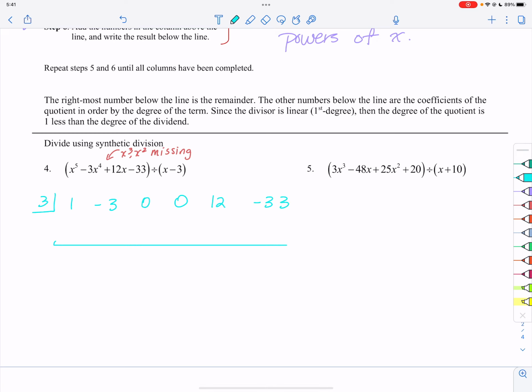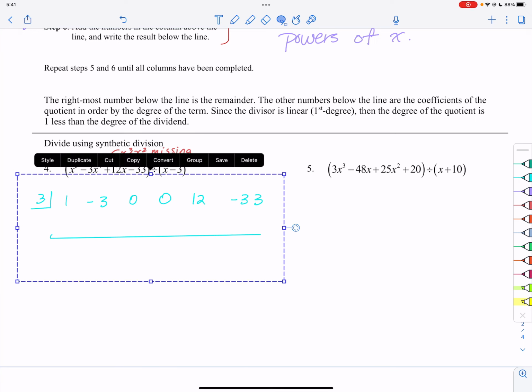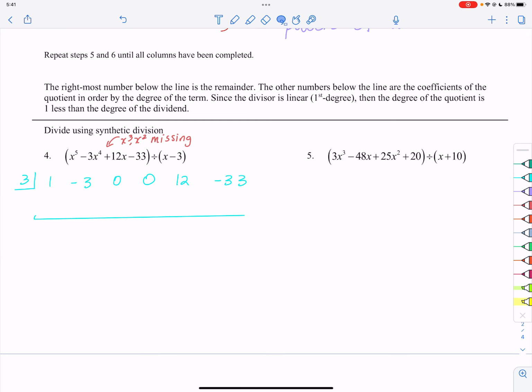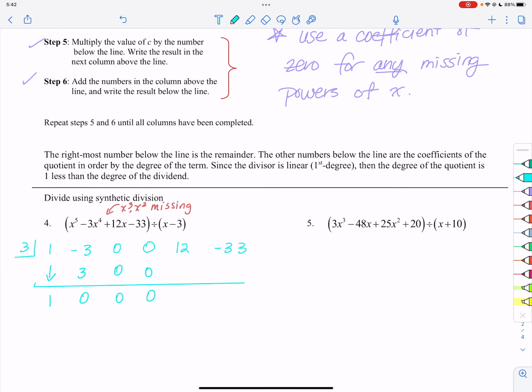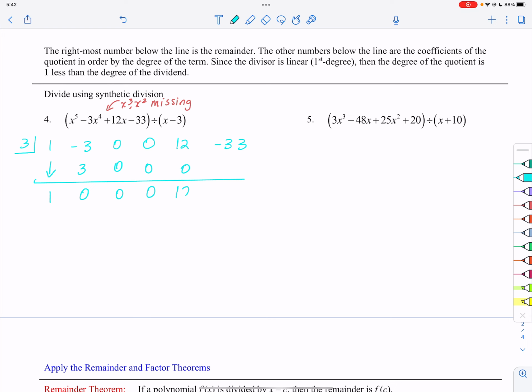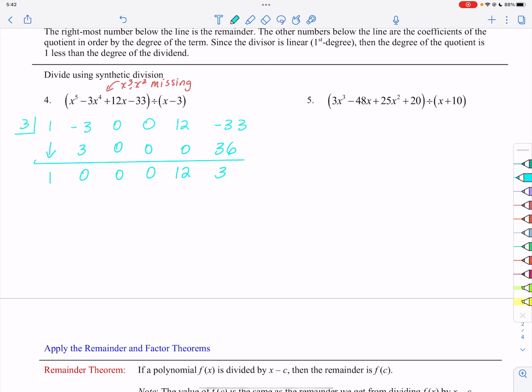And we'll draw our horizontal line. And I think I'm going to move this over just a touch, so I have lots of room for the other problem. And remember that first step, drop that 1. So 1 times 3 is 3, add them up. 0 times 3 is 0, add them up. 0 times 3 is 0, add them up. 0 times 3 is 0, add them up. 12 times 3 is 36. Add those together, and you'll come up with 3. So that is our remainder, okay?